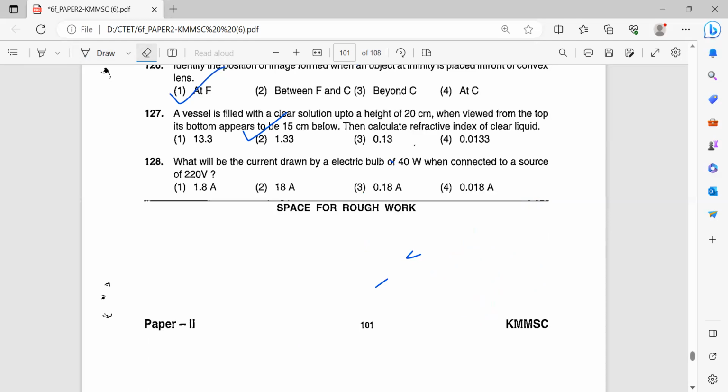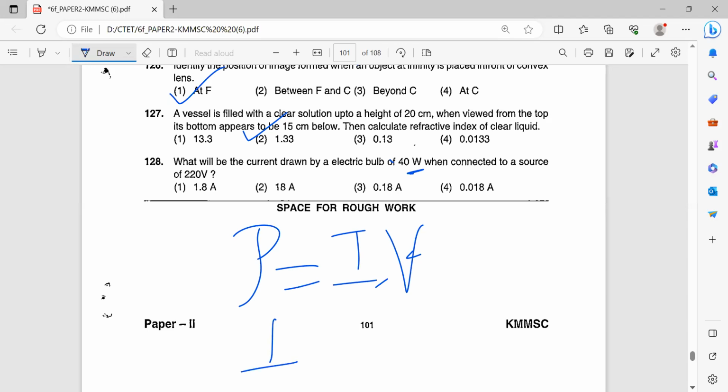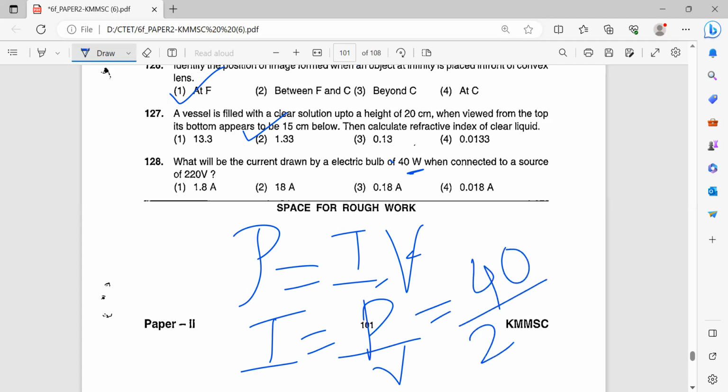What will be the current drawn by an electric bulb of 40 watt when connected to a source of 220 volt? We know that it is related to power, because watt is there. So we know that power is equal to the product of current and potential difference, P is equal to I into V. So we want I is equal to P by V. What is P? P is 40. What is V? V is 220, right?